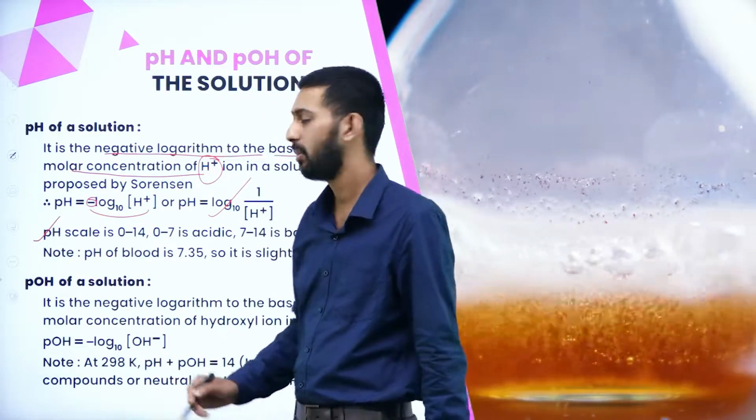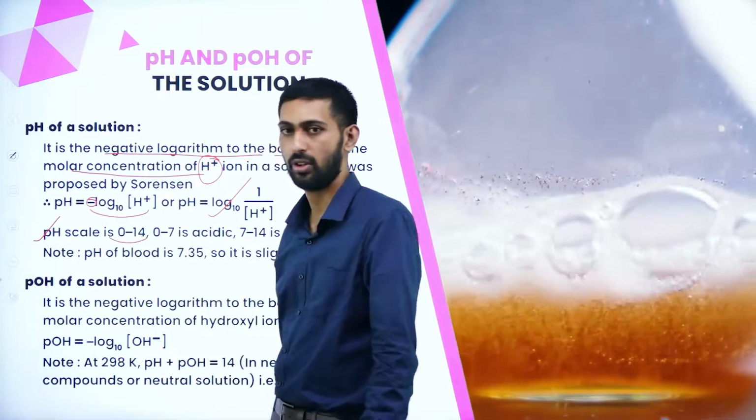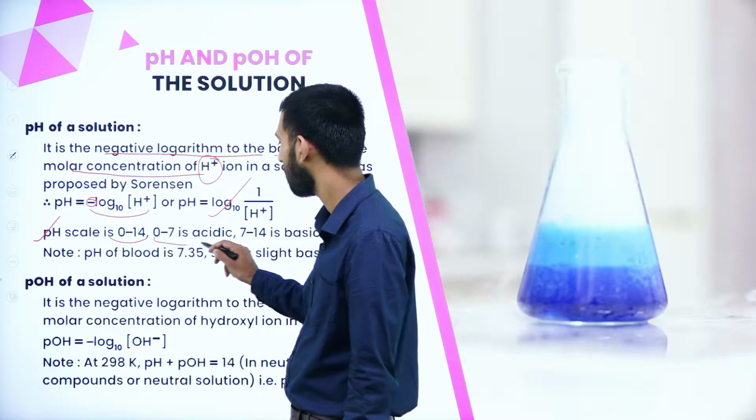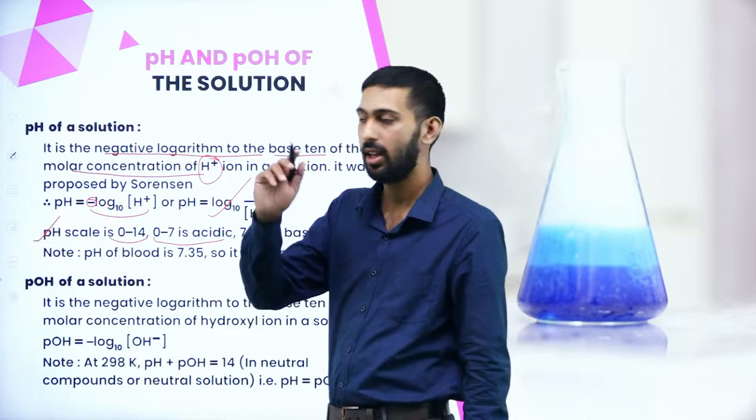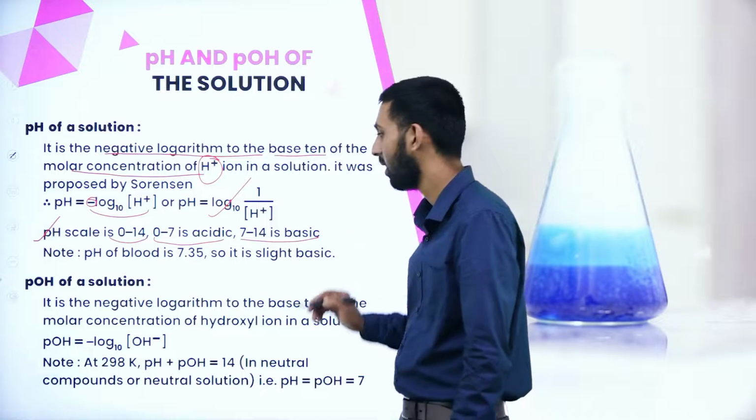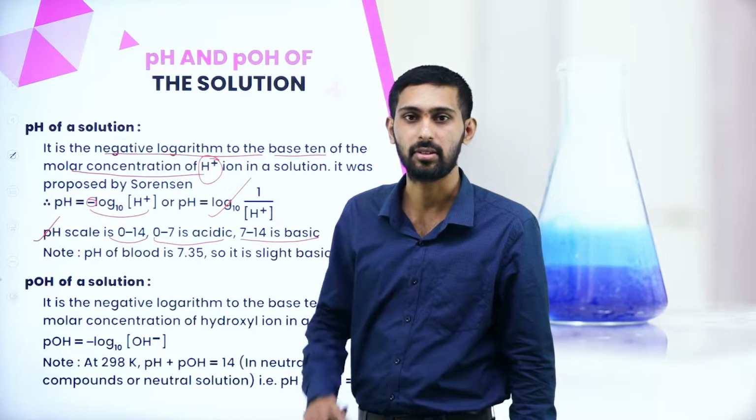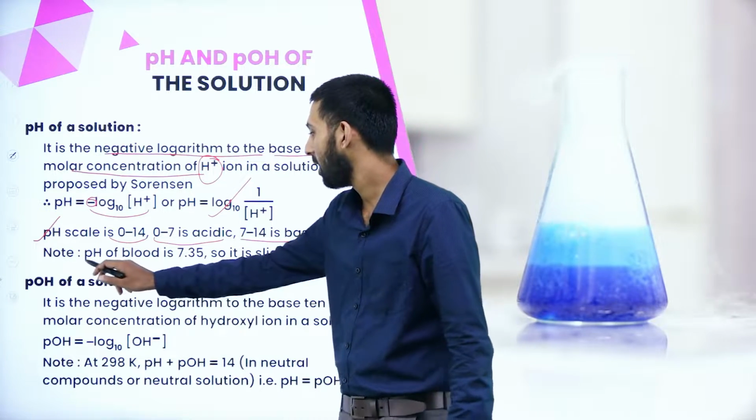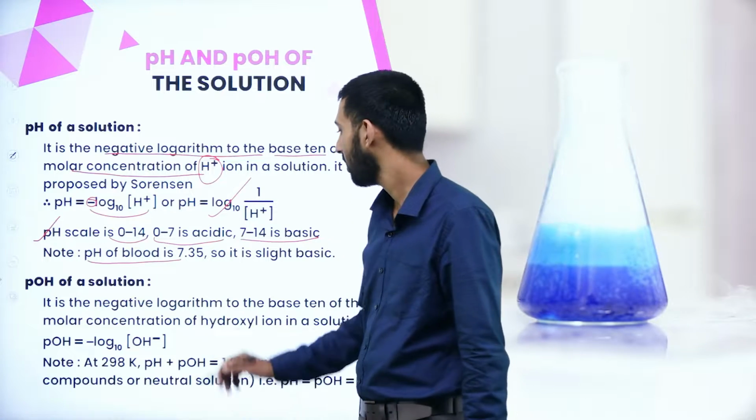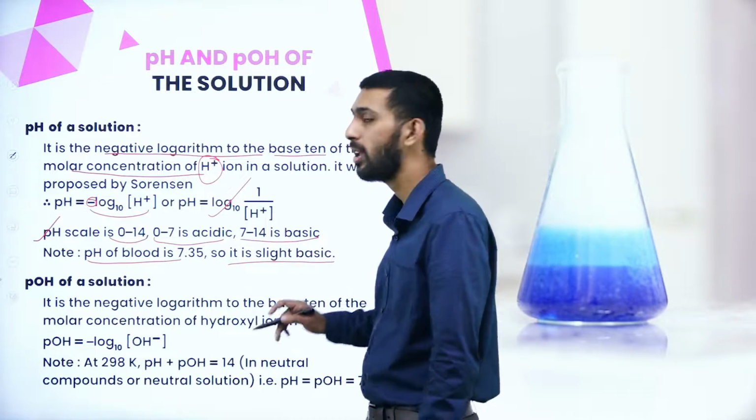Generally the pH scale will be in the range of 0 to 14. If you get a pH of 0 to 7, then it is considered acidic, but 7 to 14 is considered basic. Okay, next, the pH of blood is always 7.35, so it is slightly basic.